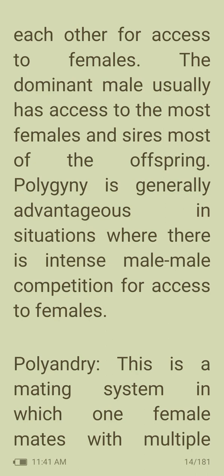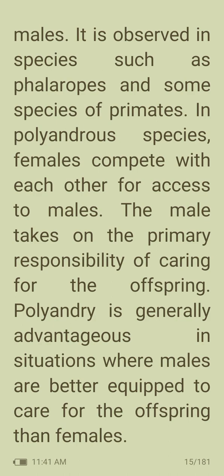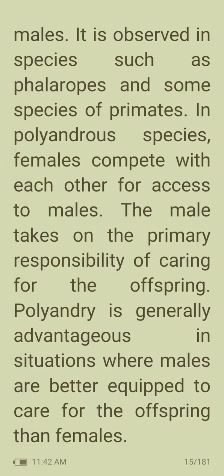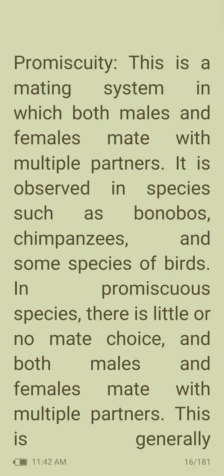Next, polyandry. This is a mating system in which one female mates with multiple males. It is observed in species such as primates and phalaropes. In polyandrous species, females compete with each other for access to males, and the male takes on the primary responsibility for caring for the offspring. Polyandry is generally advantageous in situations where males are better equipped to take care of their young offspring than females.